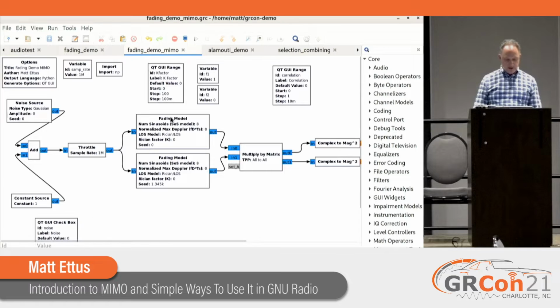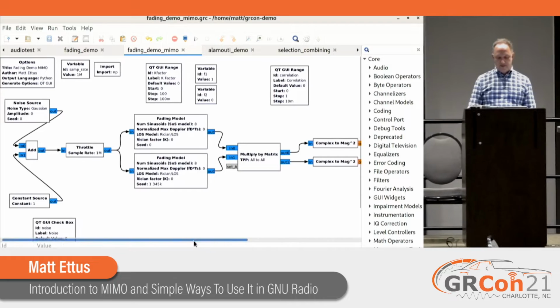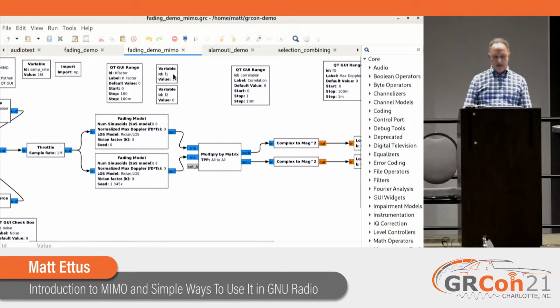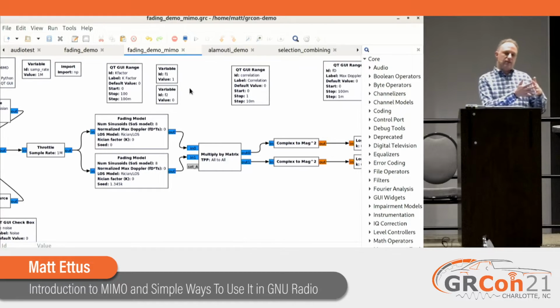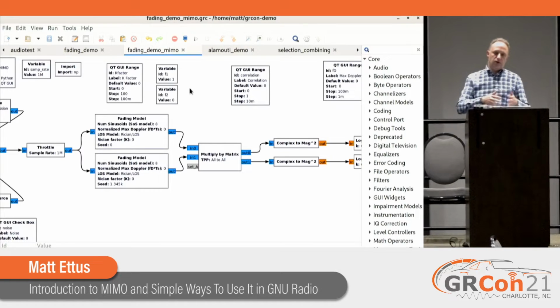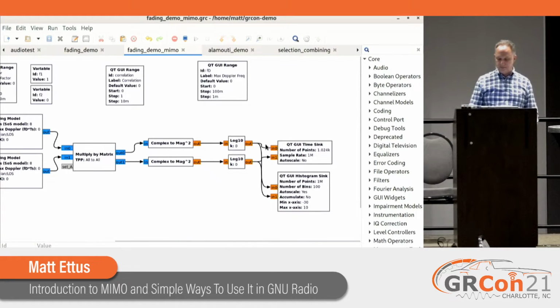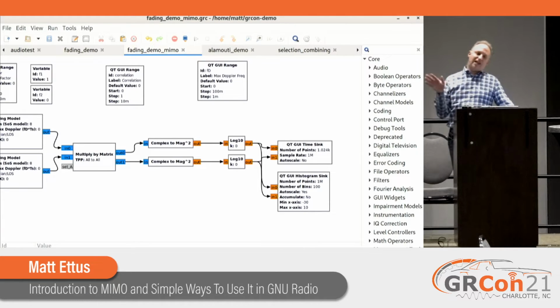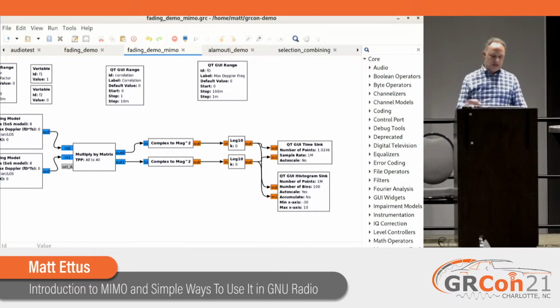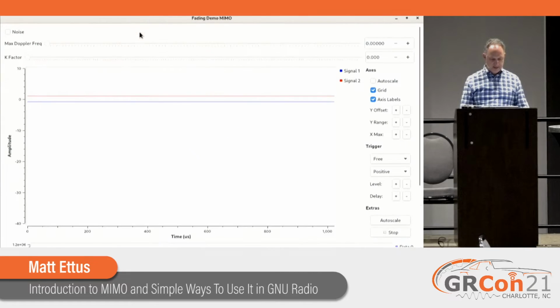And so it's really the same flow graph, except we have two of these fading models, and they're completely decorrelated. But then I have this matrix multiply here, which is fed by a correlation matrix. And so when the correlation factor is 1, each output is basically the two signals added together. And when the correlation factor is 0, they're totally independent. And then we again take the complex to mag squared and show the amplitudes versus time. In this, I no longer show frequency because it's flat in frequency. We're not doing the frequency selective channels. So it simplifies the display a little bit to not have that second thing.